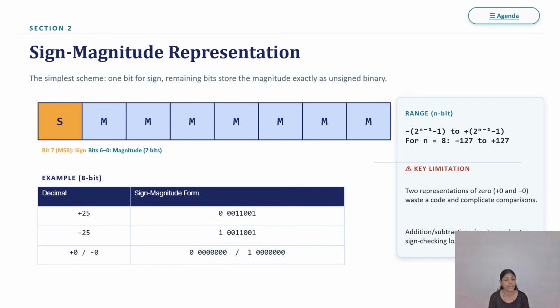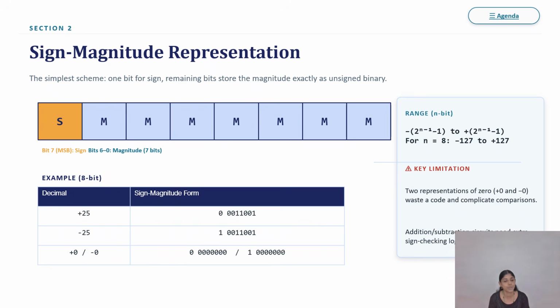Please check over the examples of 8-bit. So here I have taken 2 values. One is 25, plus and minus. Next it is 0, plus and minus. It is so surprising, right? There is a 0, but we have written it as plus 0 and minus 0. But you already know 0 doesn't have any sign. So that is the first limitation here. We will discuss what the limitations are.